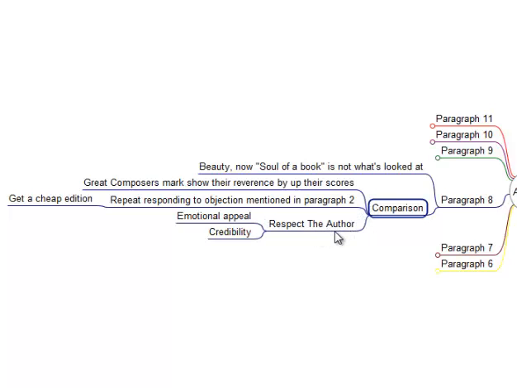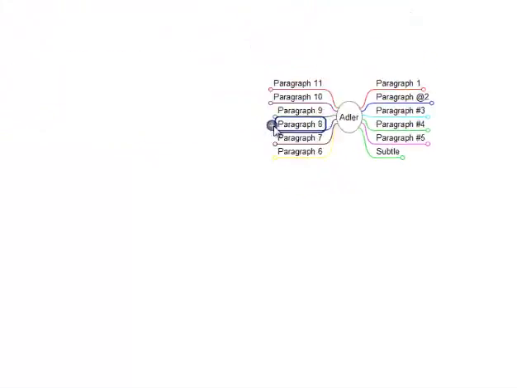Also, this is respect for the author. He's not talking about himself. This is the respect for the writer of the book. The great composers show their reverence for the composers by marking up their scores. So by comparison, great readers show respect for the author by marking up the book. It's an implied comparison. That's what metaphor does, and it's communicating in that way. All right, let's go to paragraph 9.